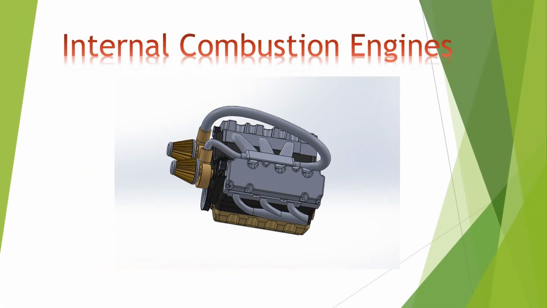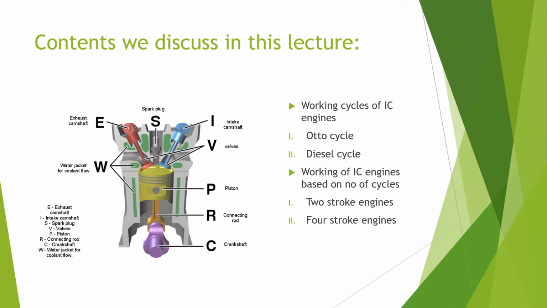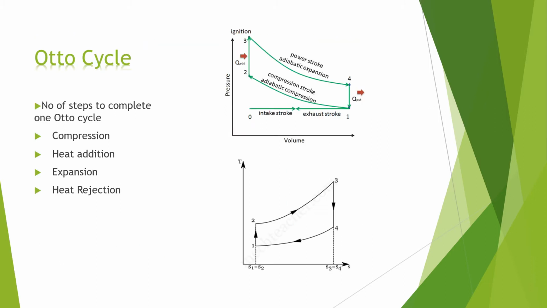Today I'm going to deal with some internal combustion engine basics. In the last lecture, we have seen some definitions like heat engine, what is an IC engine, what are the types and classification, what are the parts that comprise an IC engine, and basic terminology to describe an engine. So in this lecture, we're going to see working cycles of IC engines, in which way the IC engines run, and working of IC engines based on the number of cycles. So now let's see what is an Otto cycle.